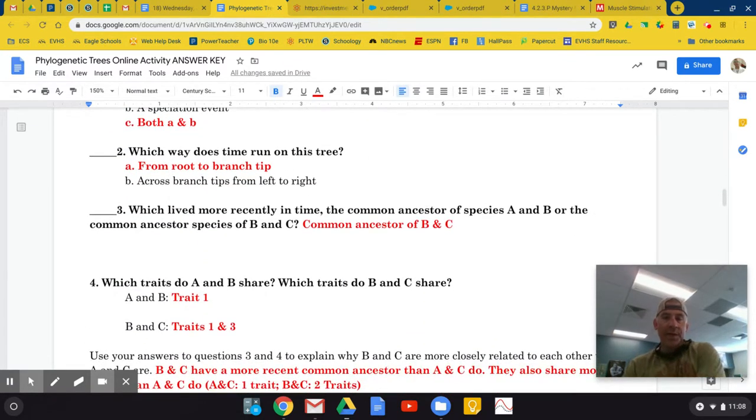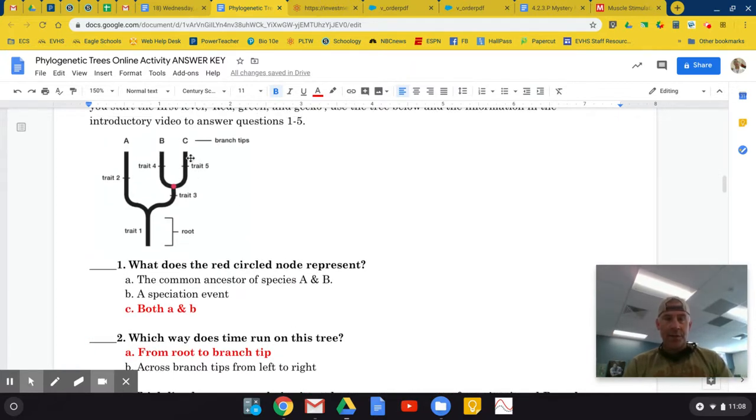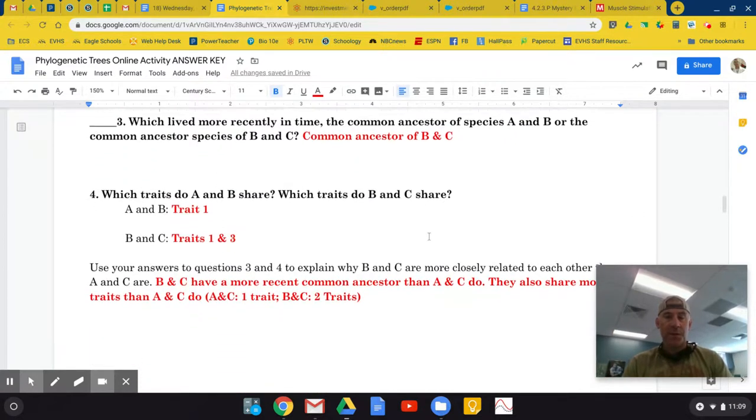Which lived more recently in time, the common ancestor of species A and B, or the common ancestor of species B and C? More recently in time, and this is all just relative time. There's nothing absolute. We can't tell from this graphic how long ago these events occurred, like the speciation to create B and C, or the speciation that branched A and then led to B and C. But we can tell that B and C's common ancestor is more recent than the common ancestor that branched off into A, B, and C. So our answer should be the common ancestor of B and C.